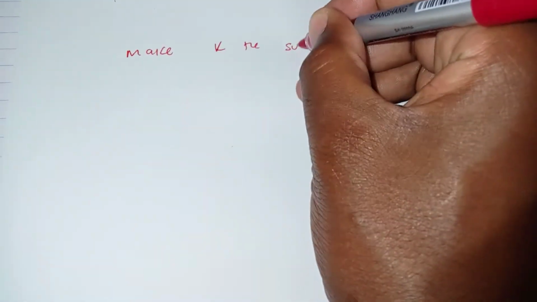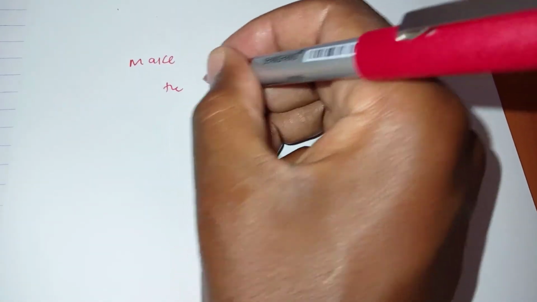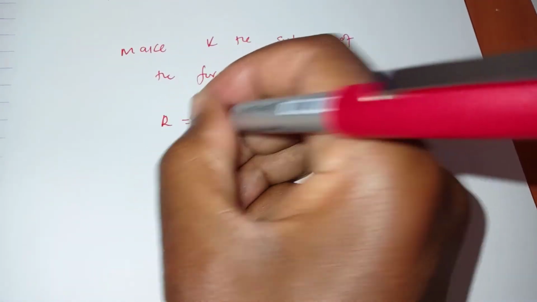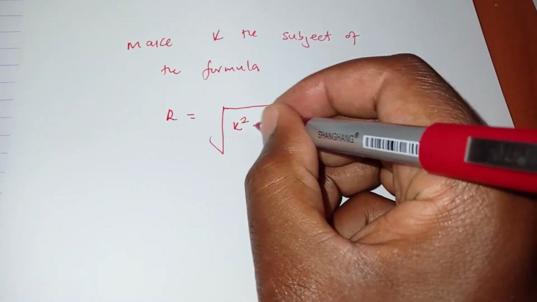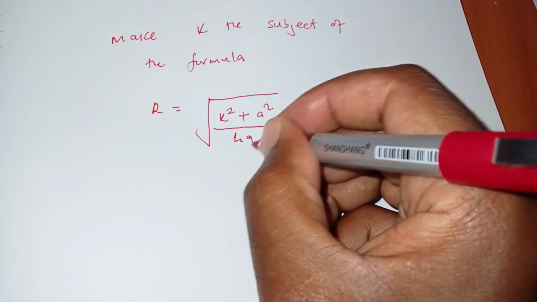So let's solve another one here, and this time round we are going to solve a problem involving making a certain quantity the subject of the formula. And the question reads, make k the subject of the formula in this equation: r is equal to the square root of k squared plus a squared, all over h times g, right?